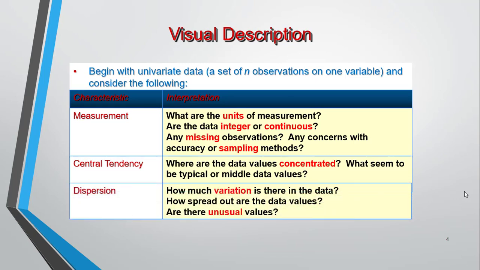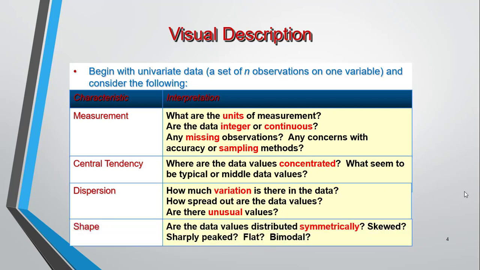If you remember, that's a set of n observations on one variable, and consider the following. First is the measurement issue. What are the units of measurement? When we measure things, we always have a unit associated with it. For example, if we measure the height of a person, we use feet or inches, and if we measure the weight of a person, we use pounds or kilograms. Right? So what are the units? And are the data integer or continuous? A whole number or numbers with decimal places? Right? Are there any missing observations? Any concerns with accuracy or sampling methods?